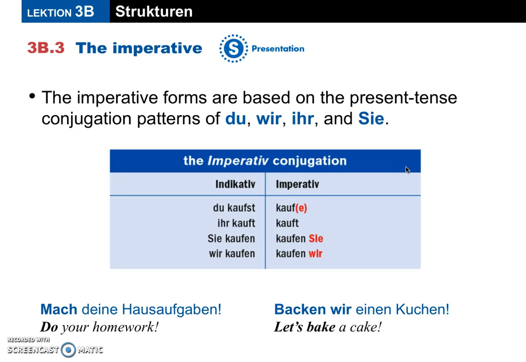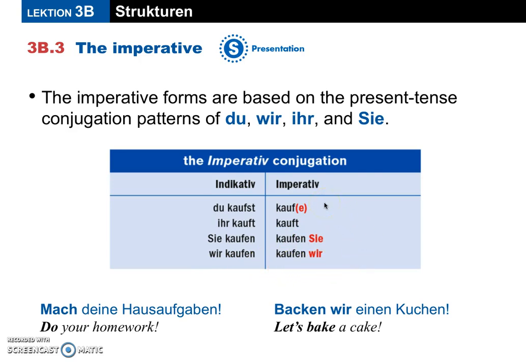The imperative forms are based on the present tense conjugation patterns of du, wir, and Sie. The most common imperative form you will use will be based on du. The imperative is illustrated in the table below. Indicative, du kaufst, and the imperative, kauf. Ihr kauft, and the imperative, kauft. Sie kaufen, kaufen Sie, and wir kaufen, kaufen wir.